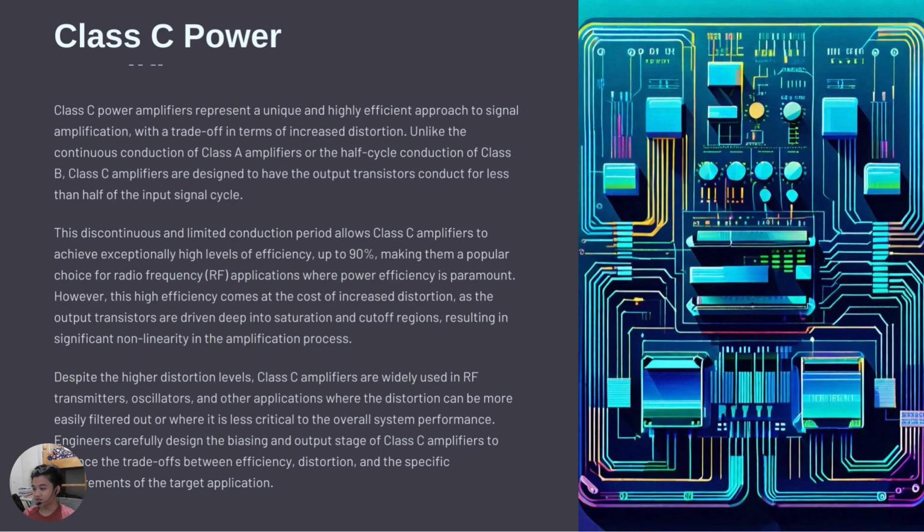Despite the higher distortion levels, Class C amplifiers are widely used in RF transmitters, oscillators, and other applications where the distortion can be more easily filtered out, where it is less critical to the overall system performance. Engineers carefully design the biasing and output stage of Class C amplifiers to balance the trade-offs between efficiency, distortion, and the specific requirements of the target application.